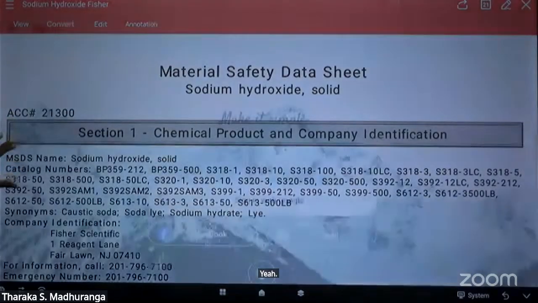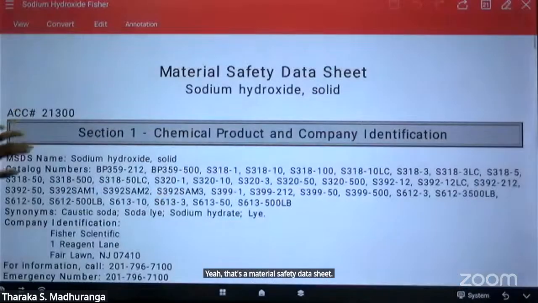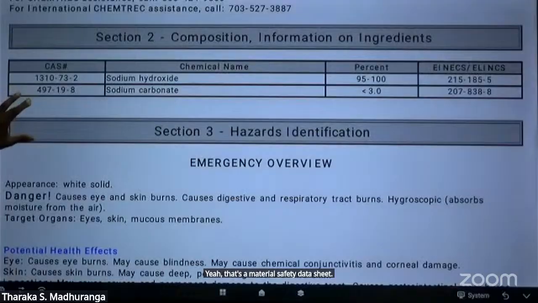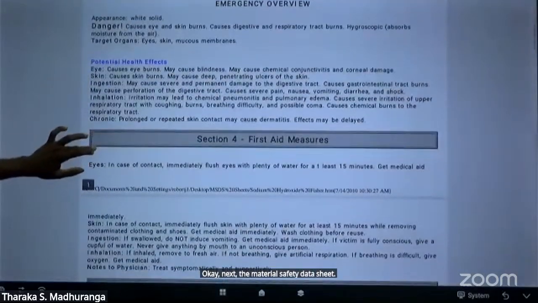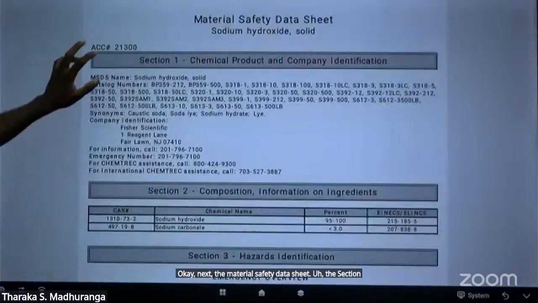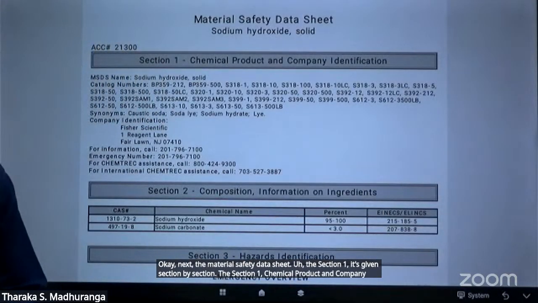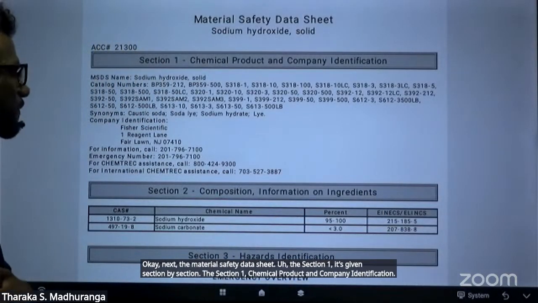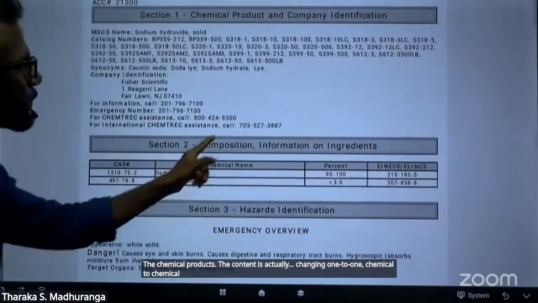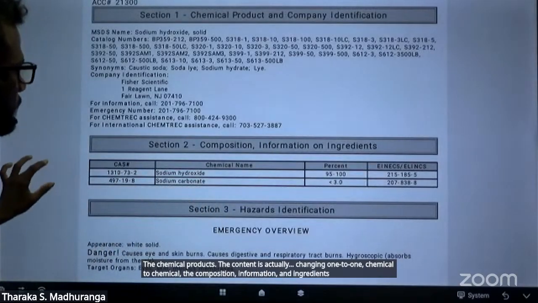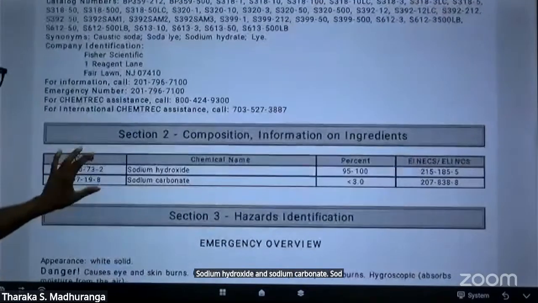That's the material safety data sheet. It is given section by section. Section one, chemical product and company identification. The content actually changes from chemical to chemical. Section two, composition, information on ingredients: sodium hydroxide and sodium carbonate.